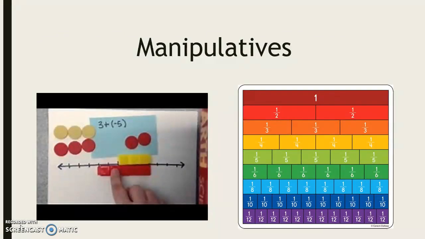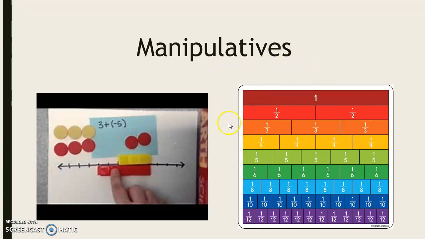As a result, I have chosen some math manipulatives such as math counters, which are the ones over in here. It's a red and yellow math counter. Red means negative, yellow means positive. So we see here 3 positive, 5 negative. The answer would be -2.